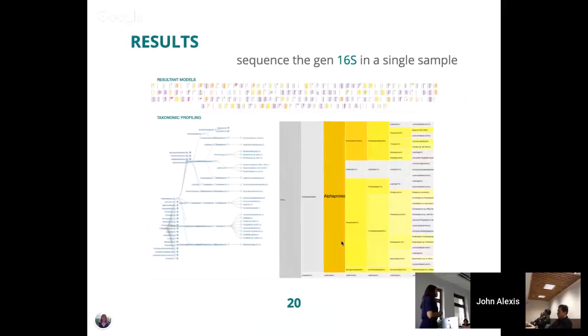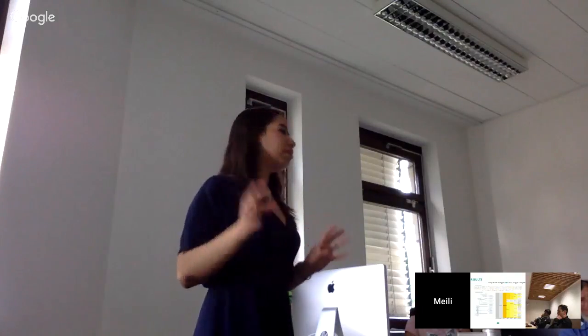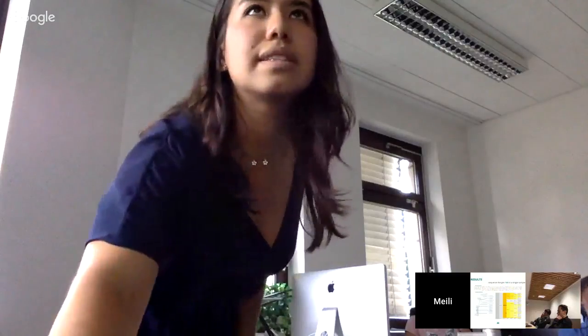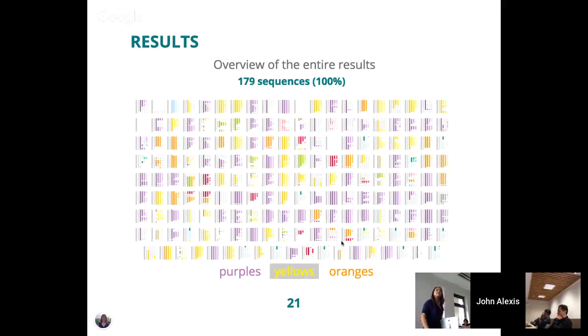So this is the overview of the results. This is the overview of BioCycle in general. We have the small multiples for the 179 small results, the iteration of the over the icicle in the right, and in the left, the dendrogram summarizing the entire taxonomy. The overview of the small multiples in this scenario is presented here. Here we can see that in the results, the purple, yellow, and orange tones prevail.